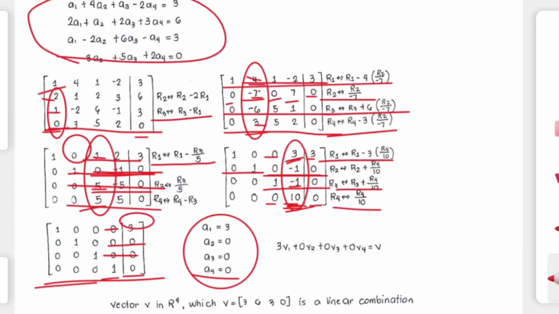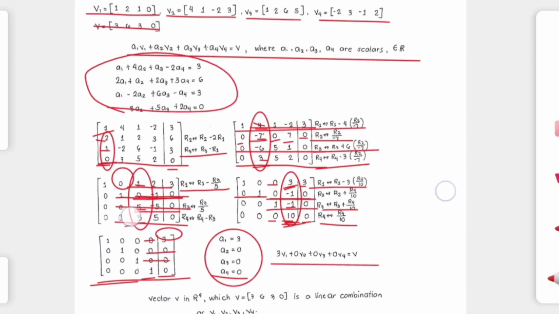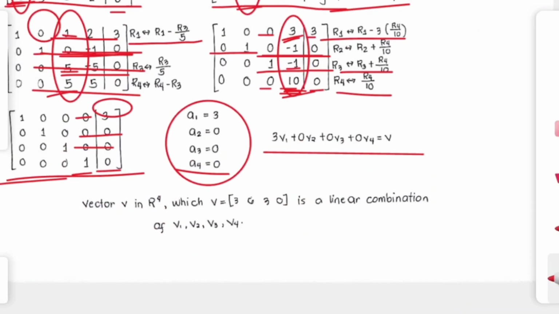So we have this one, 3 v sub 1 plus 0 v sub 2 plus 0 v sub 3 plus 0 v sub 4 is equal to v. So therefore, the vector v in R raised to 4, which is in the matrix 3, 6, 3, 0, is a linear combination of v sub 1, v sub 2, v sub 3, and v sub 4, since we have got exactly one solution.